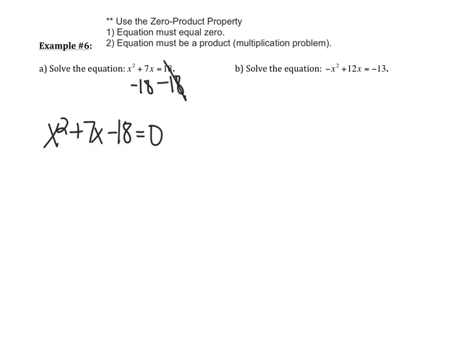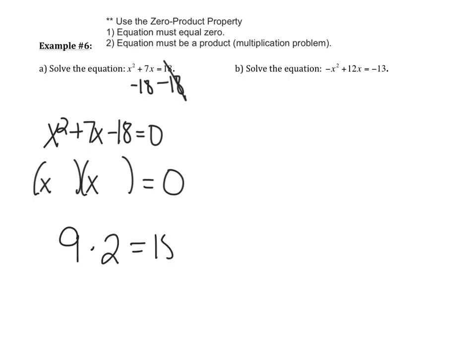I know a trinomial can be factored down into two binomials. So just like we were doing before, to get this x squared, I would need to have x's here. And then I'm going to look for two numbers that multiply to give me negative 18 that add up to give me positive 7 in the middle. So I'm thinking about 9 and 2. So 9 times 2 is 18. But remember, I need to get a negative 18. So one of these numbers needs to be negative.